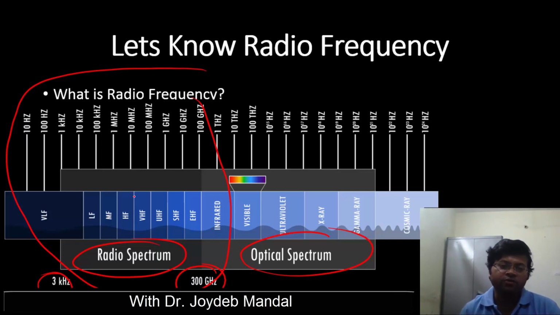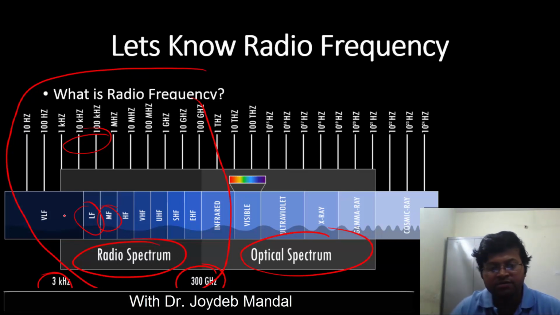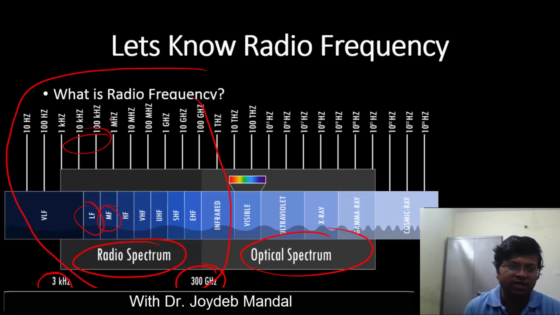Now in this band we define different standards: low frequency range, medium frequency range, with some kilohertz. You can remember from childhood, or even now, the radio. When we listen to songs, that frequency band is the medium frequency band, some kilohertz range, suppose 1400 kilohertz. So from 100 kilohertz up to this range is the medium wave frequency.